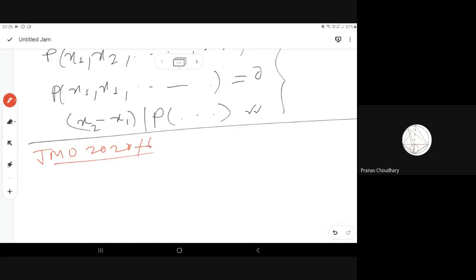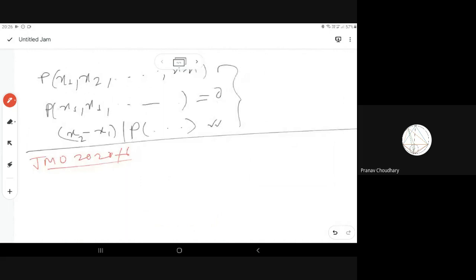What this tells you is that if a polynomial vanishes when two of the variables are equal, then the difference of those variables is a factor. If you have a polynomial p of x1, x2, x3 up till xn, that is, a polynomial in those variables, and if you set x2 equals x1 and the polynomial gives a value of 0 for all other values of the other variables, then x2 minus x1 is a factor of p.